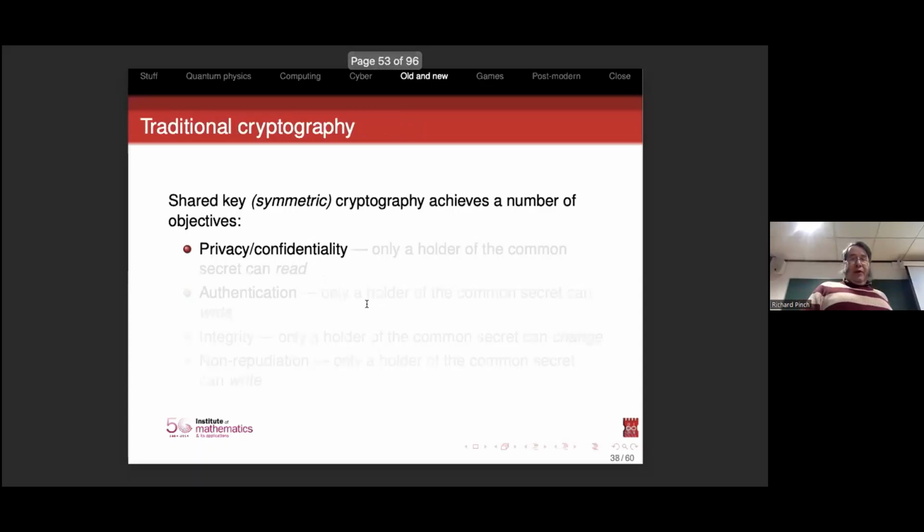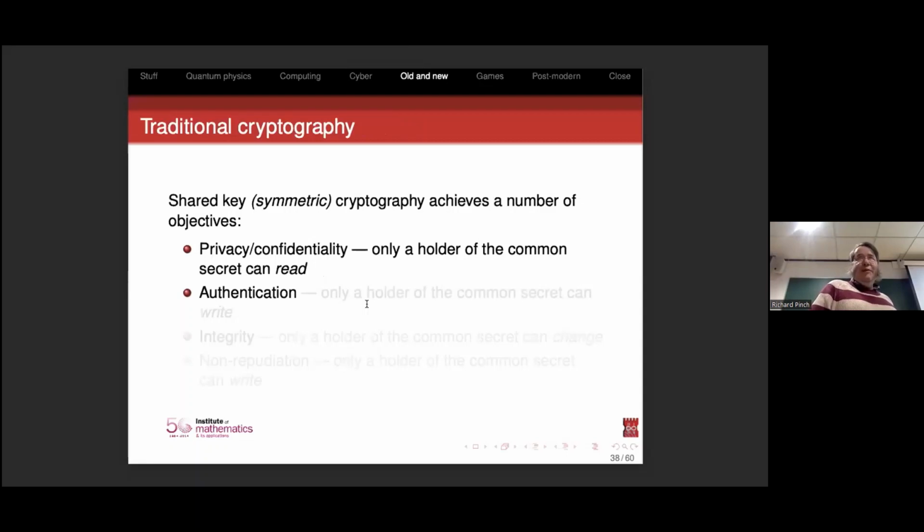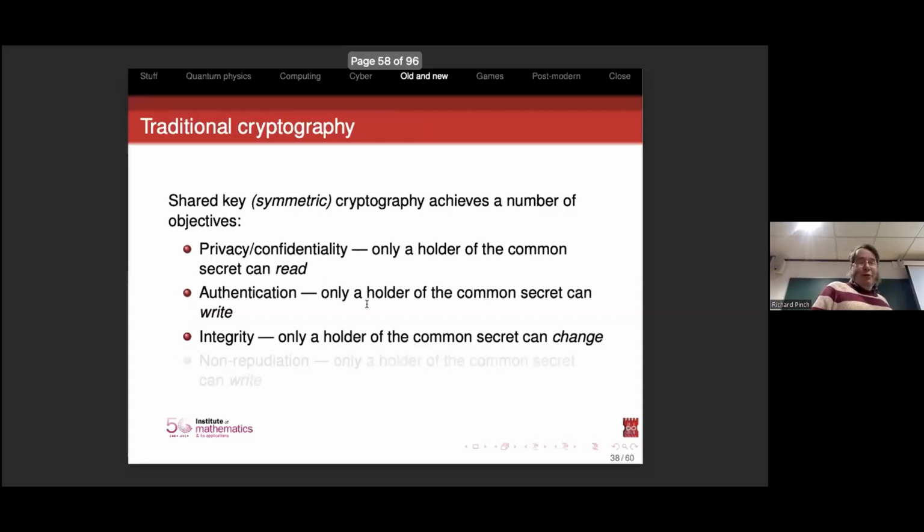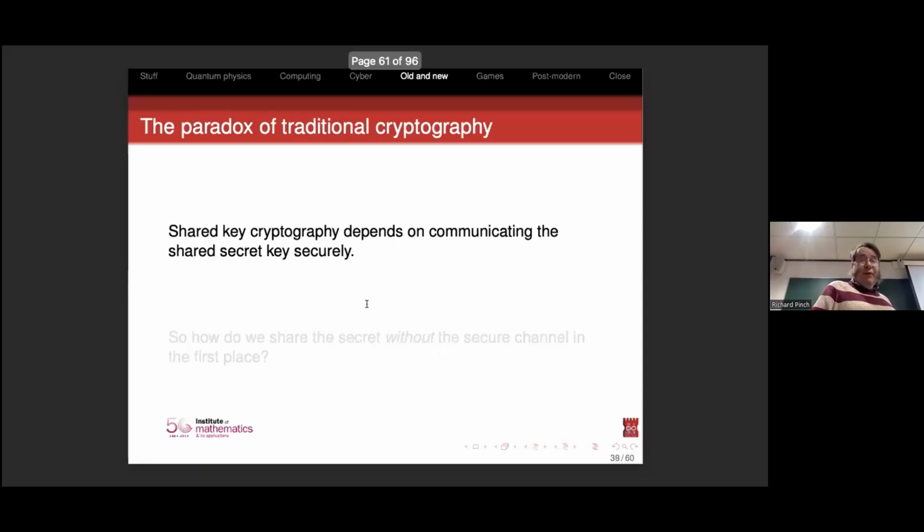So traditional cryptography is about many things: privacy or confidentiality, authentication, in other words, making sure, think of checks. Do you think of checks? Maybe people don't think of checks. Contracts. You sign a contract. Only you can sign the contract. Integrity. Once you sign the contract, you don't want people to change the terms and conditions. Non-repudiation. You don't want somebody to sign a contract with you and then later turn around and say, oh no, I didn't sign that. Traditional cryptography achieves all of these things.